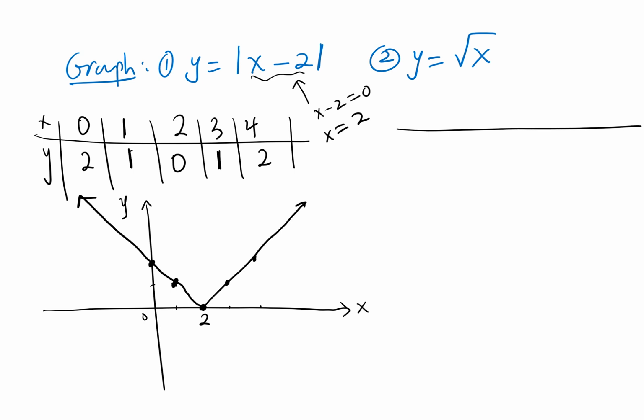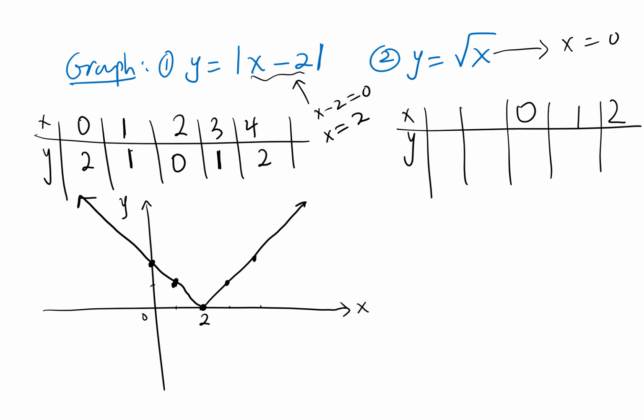For the other function, if you set this equal to 0, you get x equals 0 in the middle, then 1 and 2. Now, can I take negative values? The answer is no, you can't pick negative values. If you put -1, it's not going to give you anything. So 0, the square root of 0 is 0, square root of 1 is 1, square root of 2.